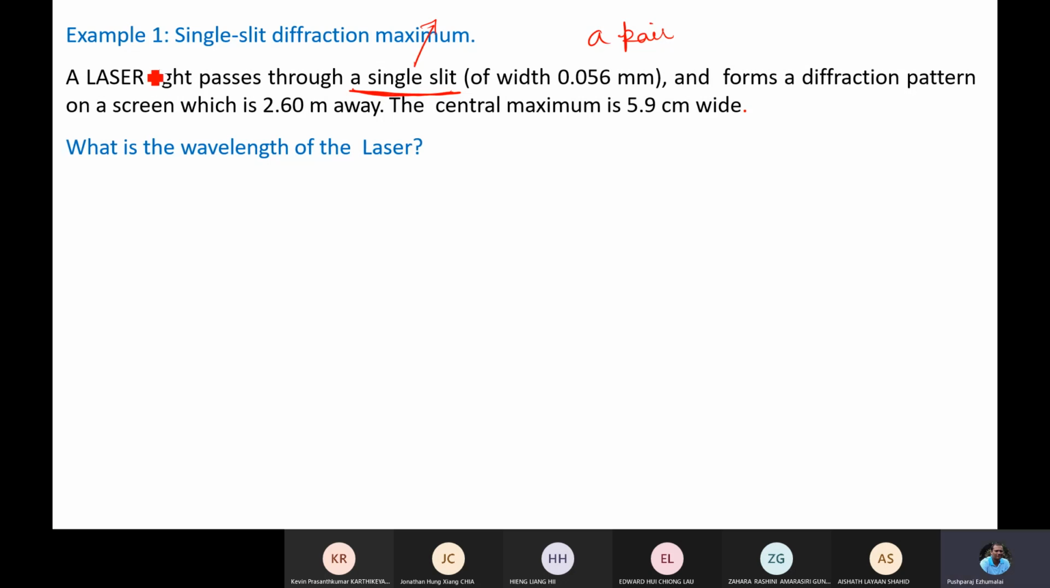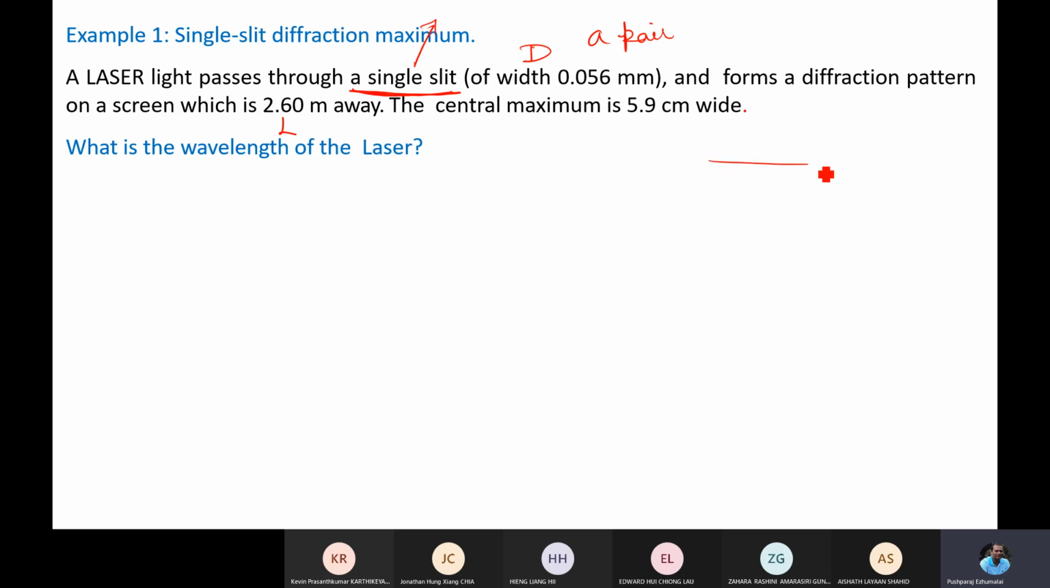Now, look at the problem. A light passing through a single slit, that means a diffraction problem. The width of the slit is D, that is 0.056 millimeter, and it forms a diffraction pattern on a screen which is 2.6 meter away, that is the L value. The central maxima is 5.9 centimeter wide.